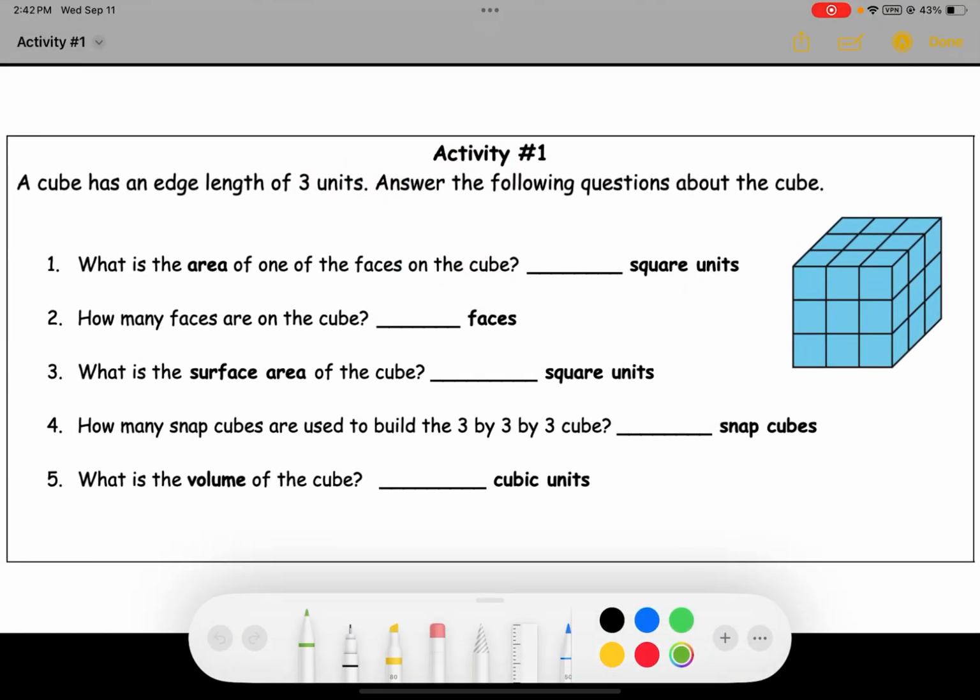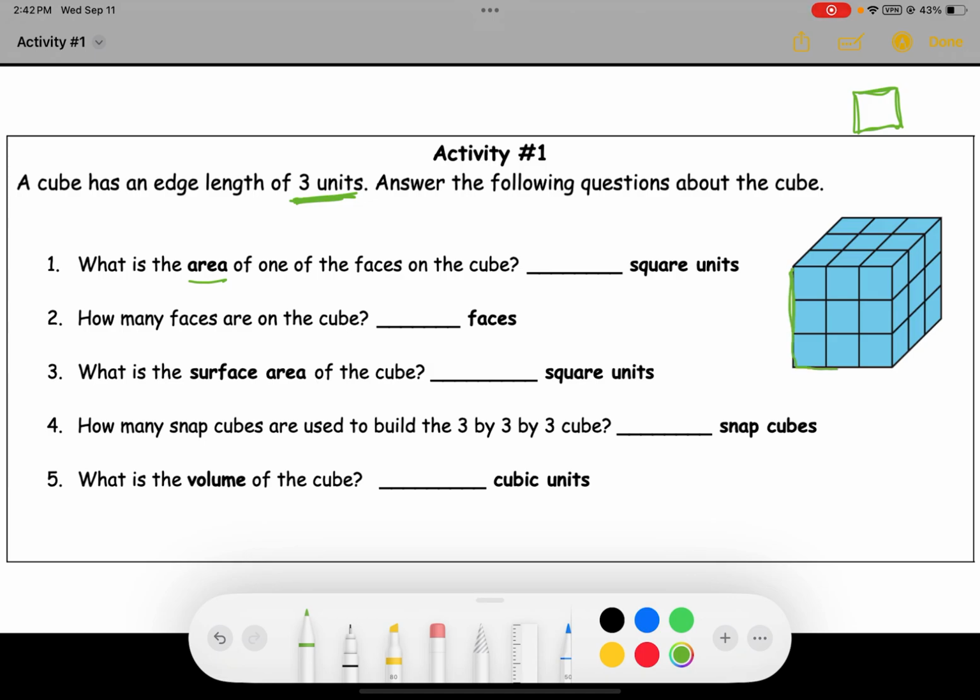Okay, so activity number 1. We're going to start off. It says a cube has an edge length of 3 units. So remember, a cube is like a Rubik's cube or a box. All of the faces are a square, and we know how to find the area of a square, nice and easy. There are 6 faces to it, so there's really 6 squares. Answer the following questions about the cube. What is the area of one of the faces on the cube?